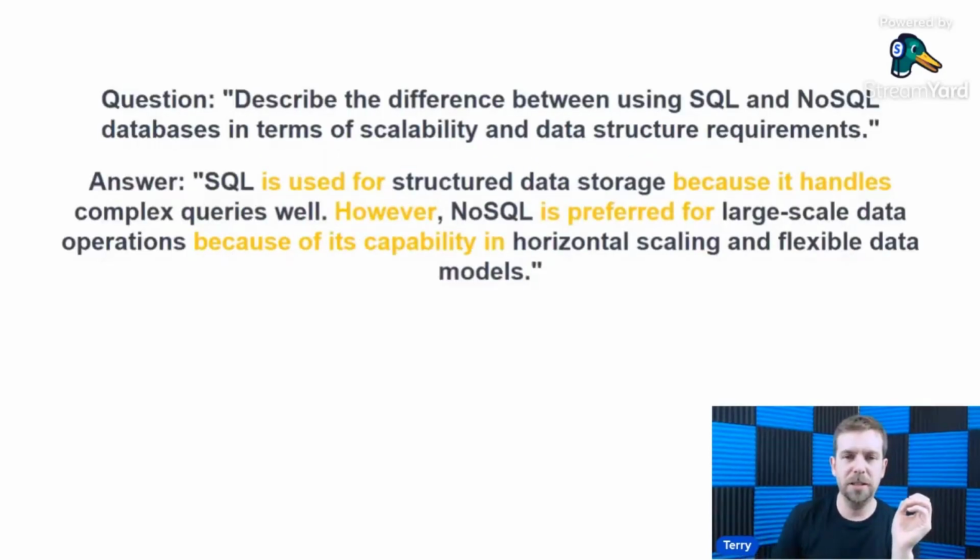Okay, so I think this is our last one here. Describe the difference between using SQL and NoSQL databases in terms of scalability and data structure requirements. SQL is used for structured data storage because it handles complex queries well. However, NoSQL is preferred, or is the go-to, for large-scale data operations because of its capability in horizontal scaling and flexible data models.